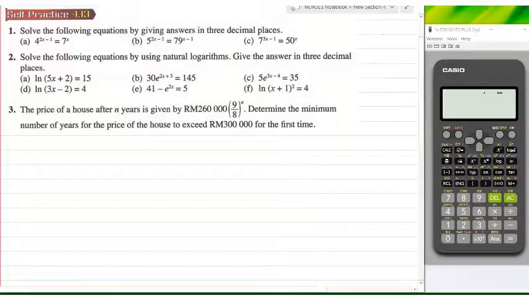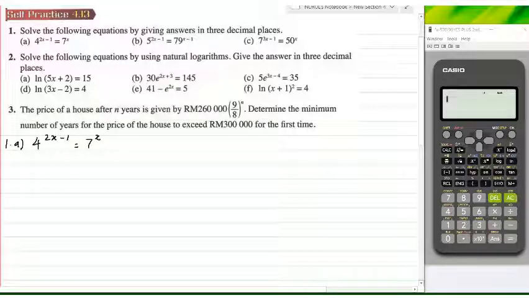Record self-practice 4.13. Question number 1. Solve the following equation by giving answers in 3 decimal places. Okay, number 1A. The question is 4 power 2x minus 1 equal to 7 power x.